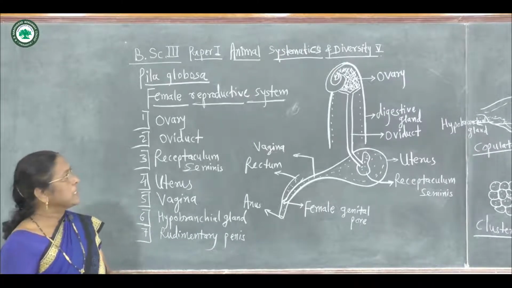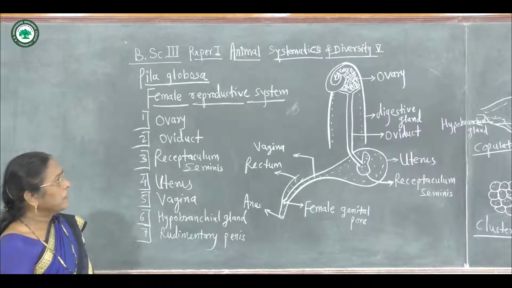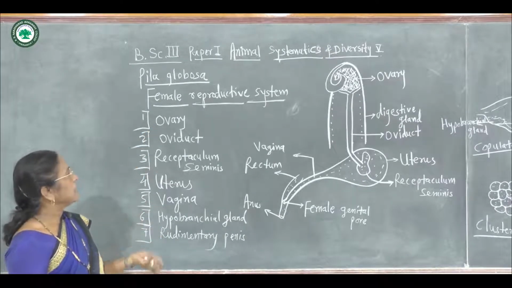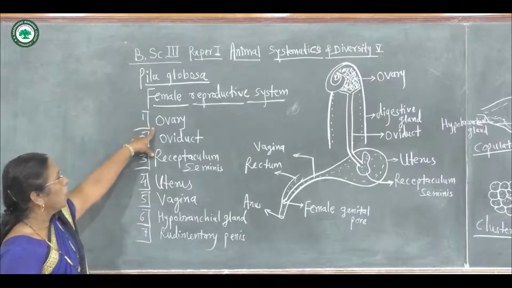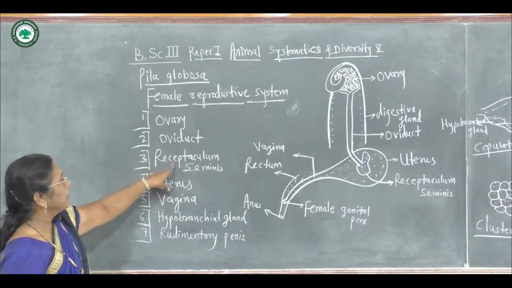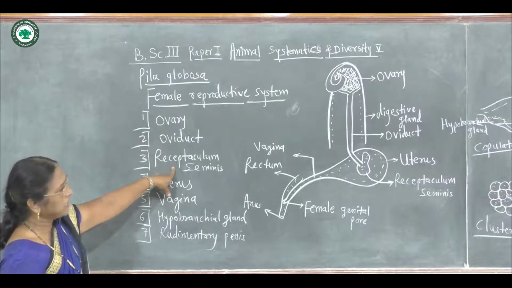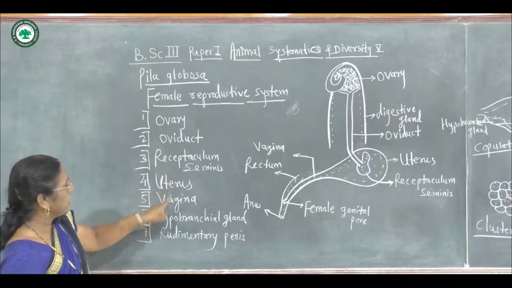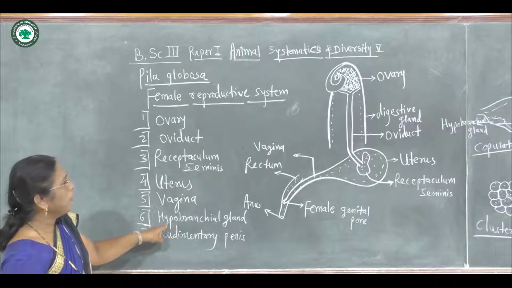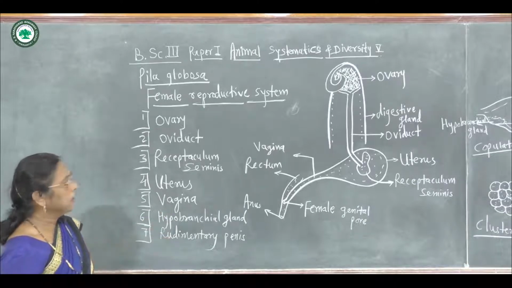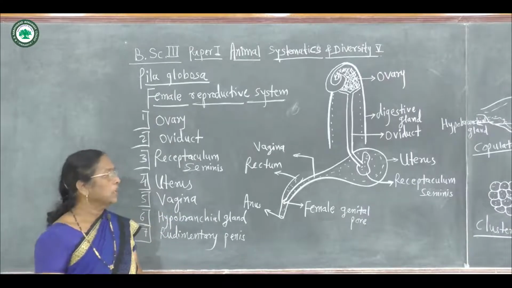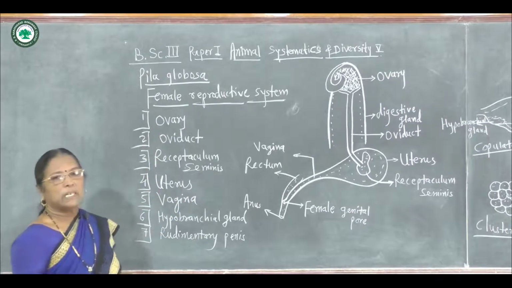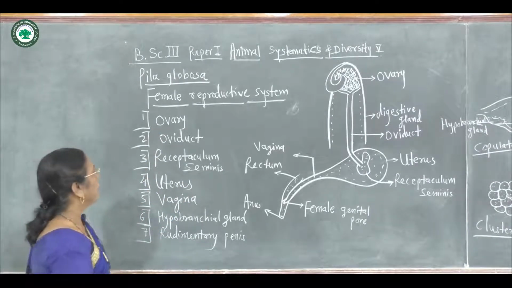In the female reproductive system diagram you can see the female reproductive organs, which are the ovary, oviduct, receptaculum seminis or seminal receptacle, then the uterus, vagina, hypobranchial gland, and the rudimentary penis or copulatory organ. We will see the ovary first.